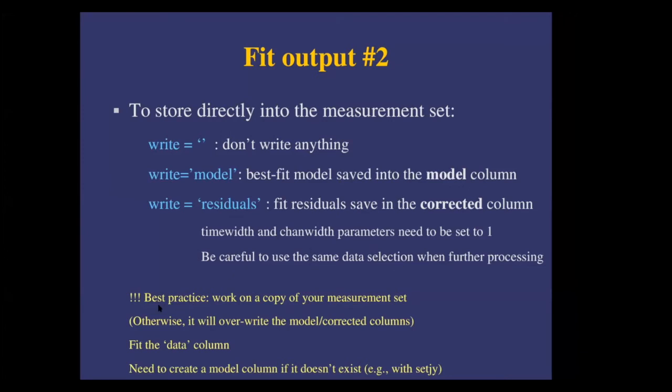So in practice, I think it's a good idea to work on a copy of your measurement set. Otherwise you could overwrite information which is saved in the model or residual corrected columns. Sometimes you have information from the calibration or self-cal, for example. Maybe you don't want to overwrite this, so make sure you work on a copy of your measurement set. And then when you do this, you can directly fit your data in the data column.